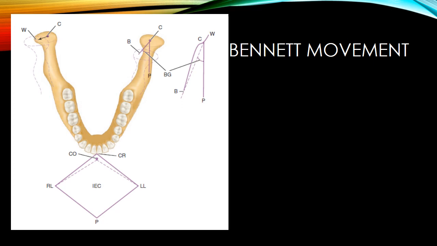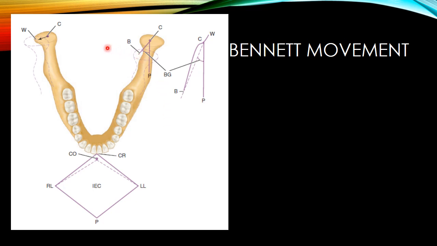This is Bennett movement, so it shows the movement of the mandible during protrusion and lateral translation. So during protrusion, both condyles move downward and forward. Okay, here, this one, this one. During lateral translation, only one condyle moves downward, forward, and medially. The other condyle rotates on an axis.